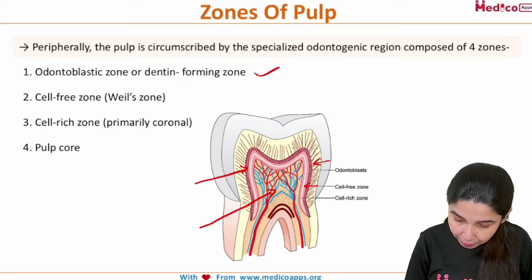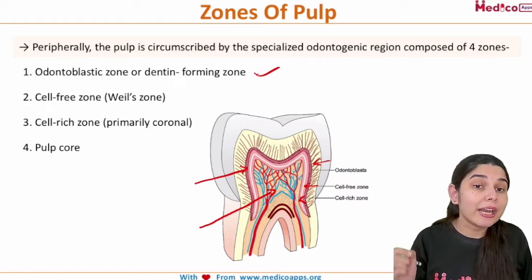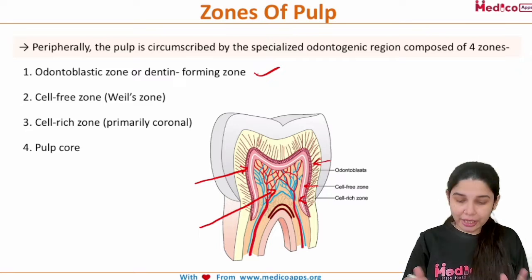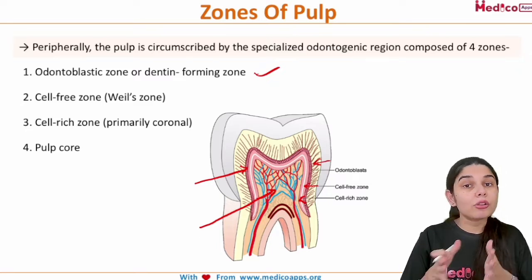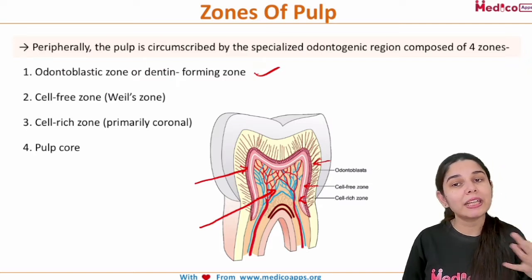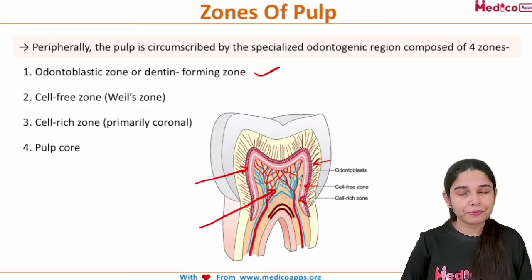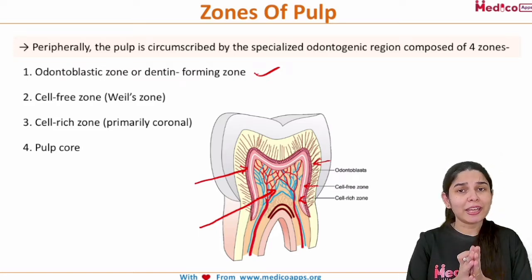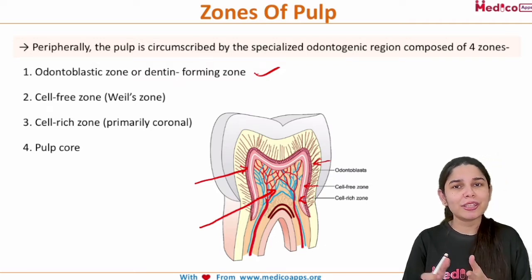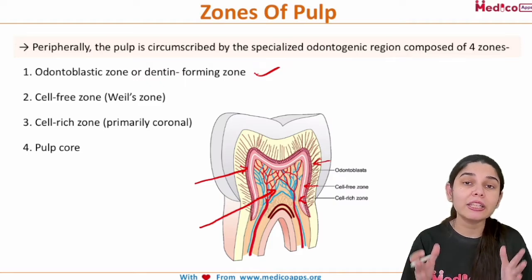This last portion here in the pinkish line or the pinkish diagram is your cell rich zone, that is primarily present in the coronal portion. And lastly, coming to the pulp core, that is also considered as the 4th zone of the pulp. But commonly we say that there are 3 zones and the 4th one is the pulp core or the pulp zone. Now, you must be thinking that you have already got the answer for your question, that the cell-free zone is the Weil's zone. But I want you to understand what exactly are these 4 zones.